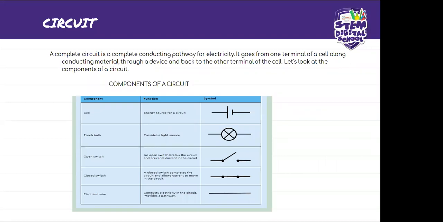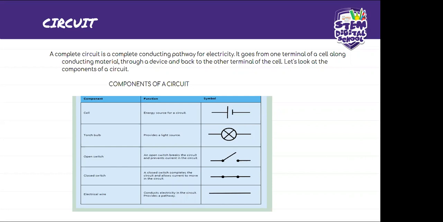Now the switch. Generally we have a switch, but the switch can either be open or closed. The function of an open switch is to break the circuit and prevent current in the circuit. So you see that this is open, so that is an open circuit. Now we have a closed circuit. A closed switch is a switch which completes the circuit and allows current to move in the circuit, as you can see here.